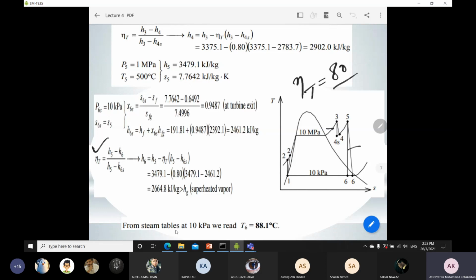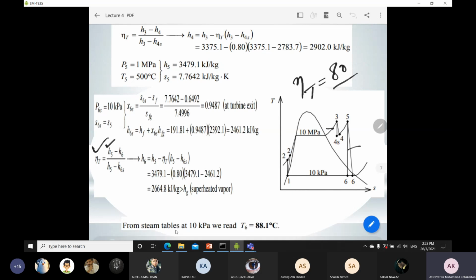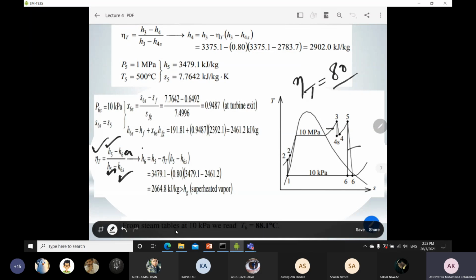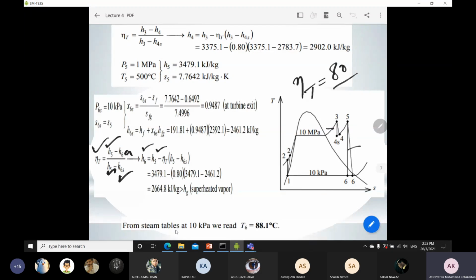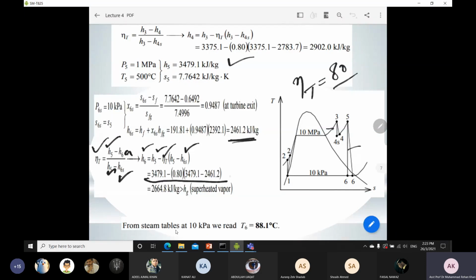Again, you have to apply the isentropic efficiency relation for the turbine installed between 5 and 6. So we have to find H6A, using H5 and H6S. This is available from your previous data. This is given in the question. This you already found in the previous state by using the pressure at 10 kilopascal. So just plug in all the values and you can easily find the enthalpy value.